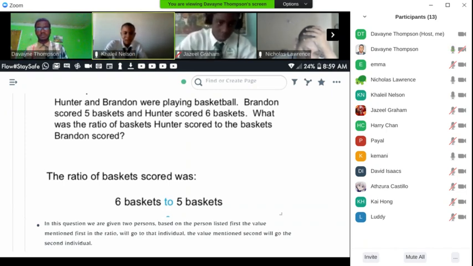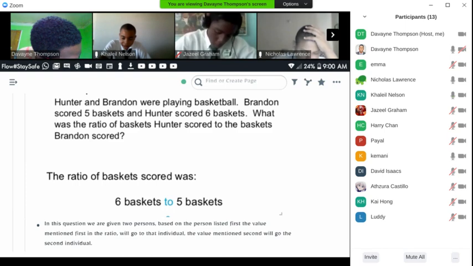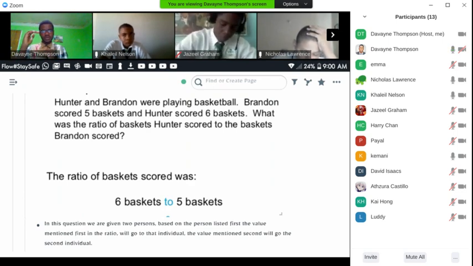Sir, would it be 6 over 5? Right. It would have been 6 divided by 5. Sir, 5 cannot divide 6 without a remainder. Remember, we're not working out the fraction. We're representing a comparison between two numbers, right? So would it be 6 baskets to 5 baskets, sir? Right. So you're comparing 6 to 5. So it would have been 6 divided by 5. Understand? Yes, sir.